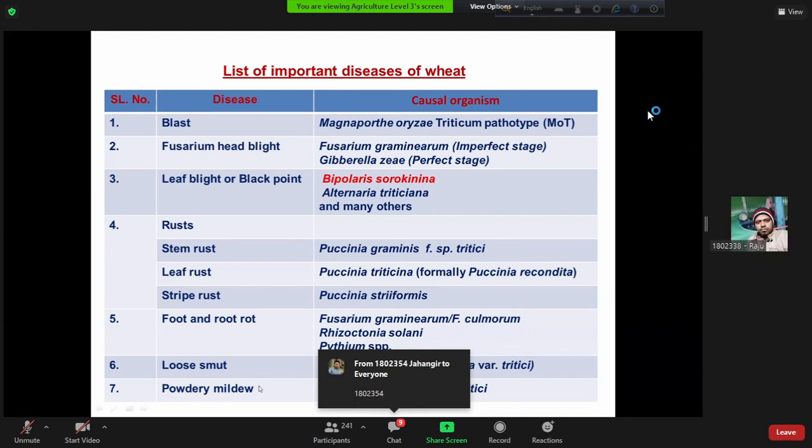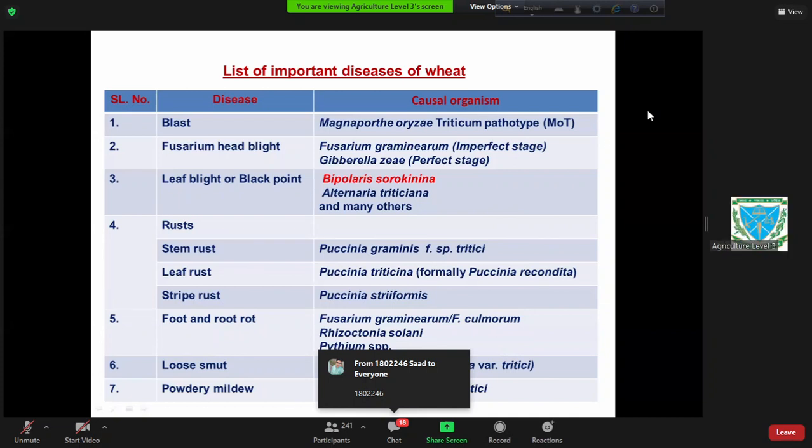Then we can see the powdery mildew of wheat, Blumeria graminis f. sp. tritici. So these are the important diseases we usually notice in the country. A student asks in Bengali about the naming, what f. sp. tritici means. It means it can only attack wheat.